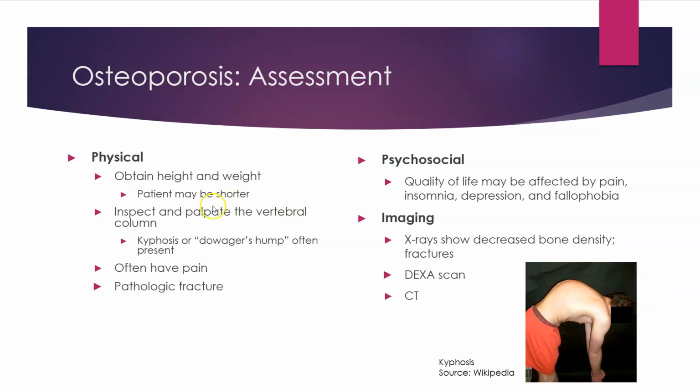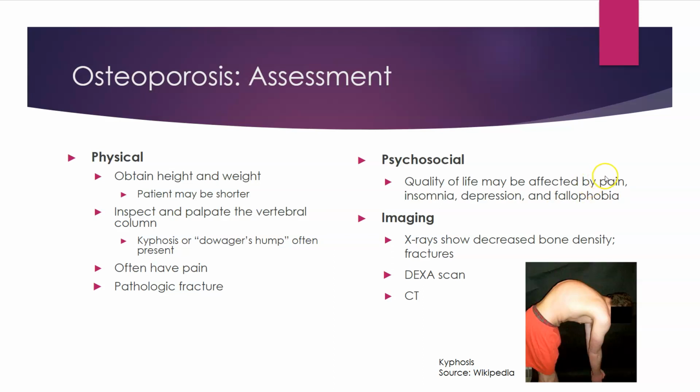So physical assessment: attain your height and weight. The patient might be shorter, especially if it's impacting their spinal column. You might also see kyphosis, in which you get significant change of their spinal cord. Often this is painful, and then especially if they get a pathological fracture, it's painful. So quality of life might be affected by pain, insomnia, depression, or fear of falling, which I don't know if that's the true term, but they are living in fear of falling.